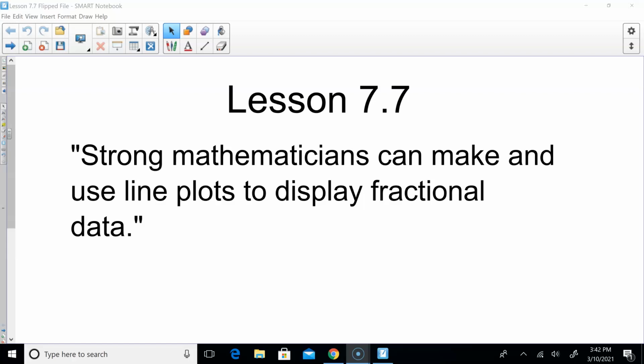Welcome, class, to Lesson 7-7. Today, strong mathematicians can make and use line plots to display fractional data. So take out your notebook, your pencil, write down today's date, the name of the lesson, and let's jump right in.